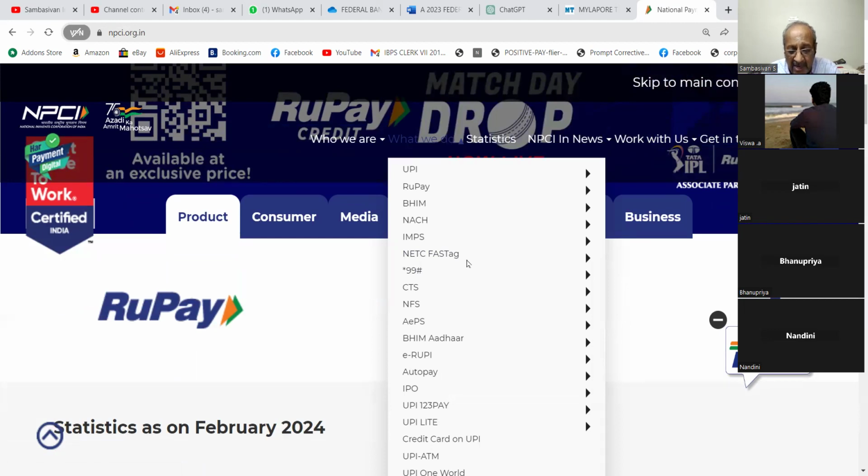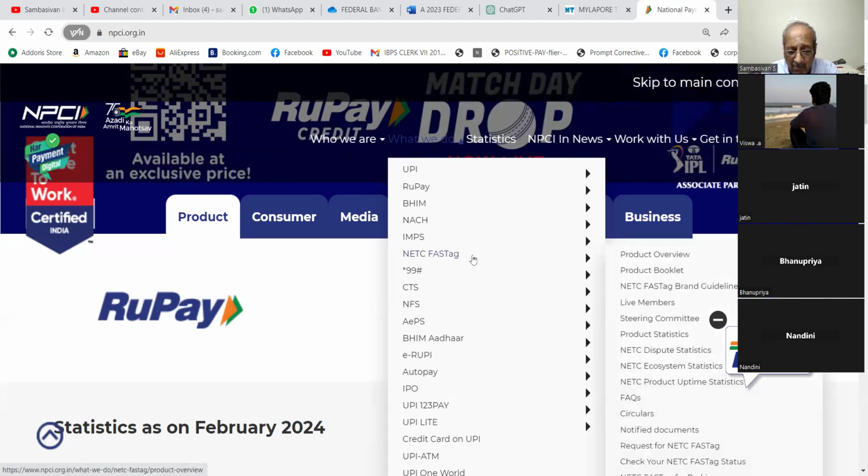NETC, FASTag. FASTag is used for which purpose, Bhanupriya? I don't know, sir. Are you having a car in your house? No, sir. So in cars, on the front glass, they will fix one thing that is known as FASTag. They will be loading that FASTag with rupees. So whenever the car crosses some toll gate, the money will be deducted.